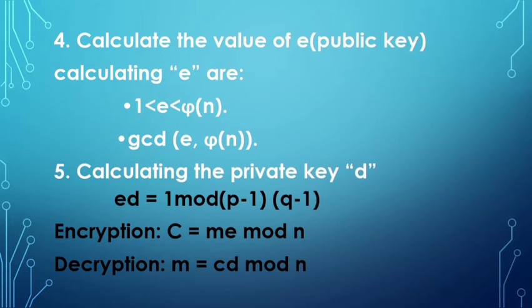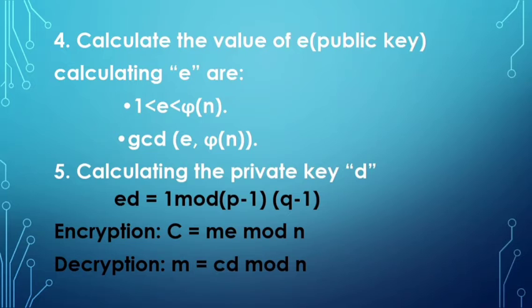Then we are going to find the public key value. Before finding it, it should satisfy the following condition, which is 1 less than e less than phi of n. That is, the public key should be greater than 1 and less than phi of n. And GCD of e and phi of n should be equal to 1, which means it should be a co-prime value.